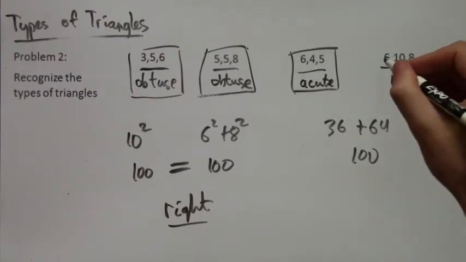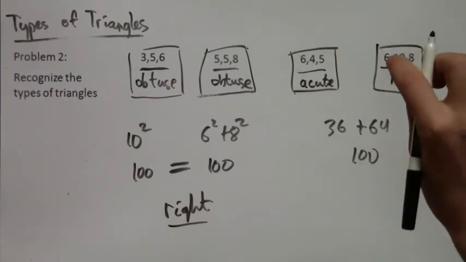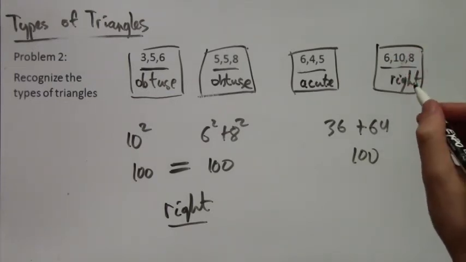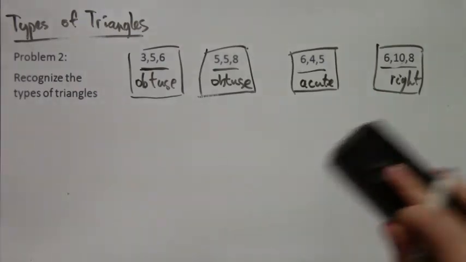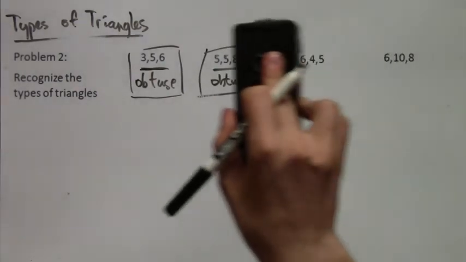So remember, if the square of the largest side is greater than the sum of the squares of the other two sides, then we have an obtuse angle. If it's less, we have an acute angle. If it's equal, we have a right angle.